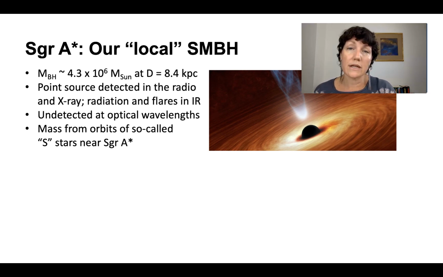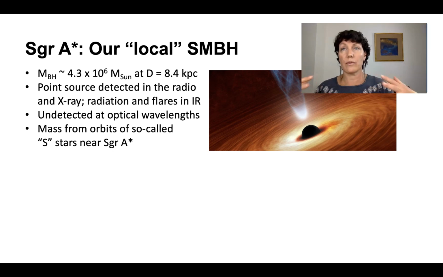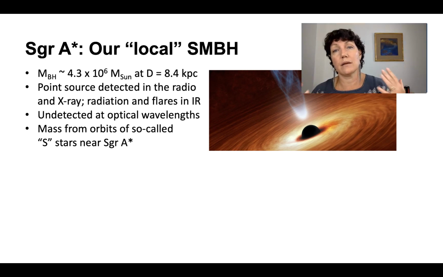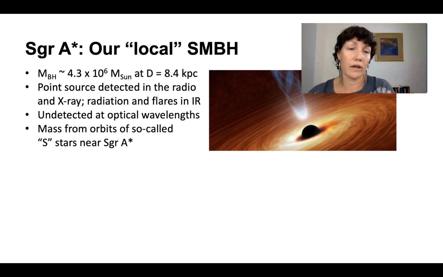We don't see Sagittarius A star directly at optical wavelengths, and that's partly because we have to look from our position on Earth through the plane of the Milky Way galaxy, which is full of gas and dust, and that obscures our view at the optical and ultraviolet wavelengths. So we get, as I've mentioned, the mass of Sagittarius A star from the Keplerian orbits of these massive stars that are in orbit around the black hole. I'll show you a video of that in 1 second.